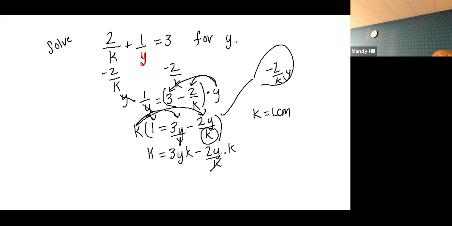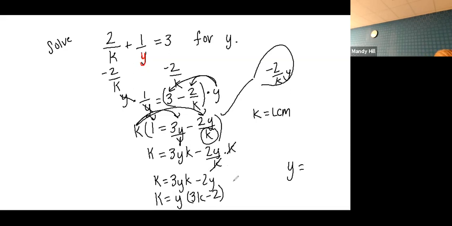This k right here is going to cancel out with this k. So now I've got k is equal to 3yk minus 2y. And remember, our end goal is to figure out what y is. Because both of these terms have a y in them, I can factor out a y and do 3k minus 2. I took a y out of this term, that gave me 3k. I took a y out of this, and I'm left with just minus 2.